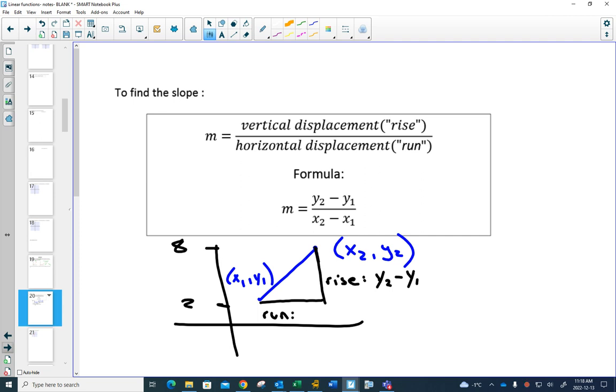Can you see the same thing if this went from 1 to 5, you'd have no problem telling me that the run was 4. But if I look at what's the difference between these two, it's this x value 5 minus this x value 1. It would be x2 minus x1. And so the formula, which is just your rise over your run, should make sense.